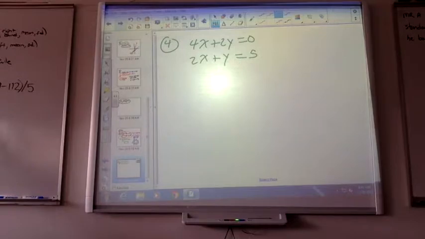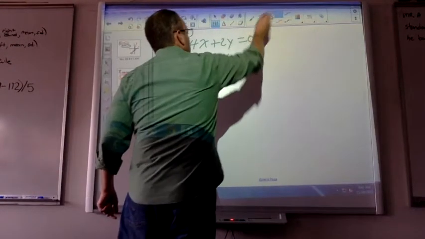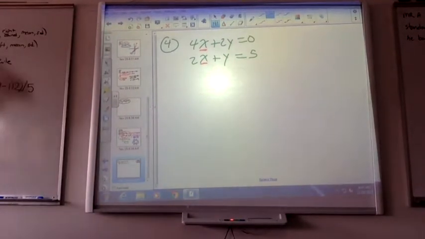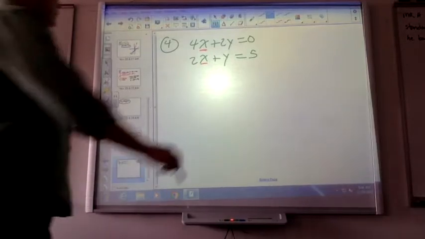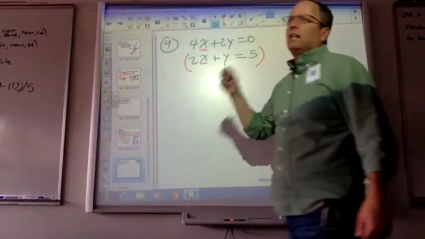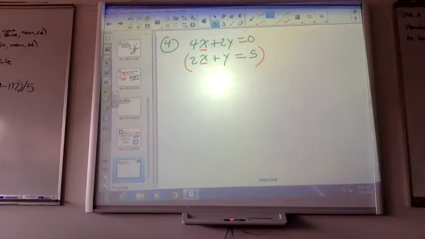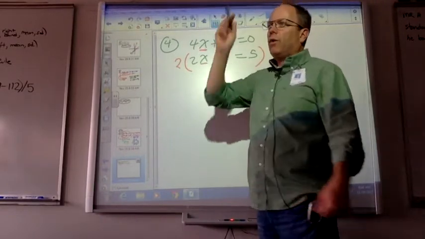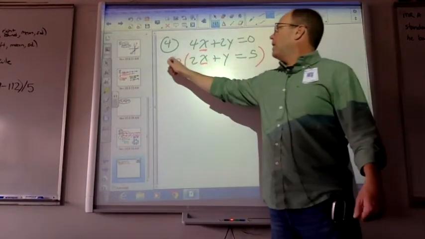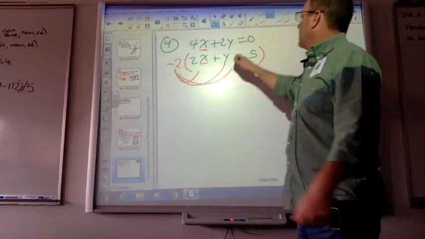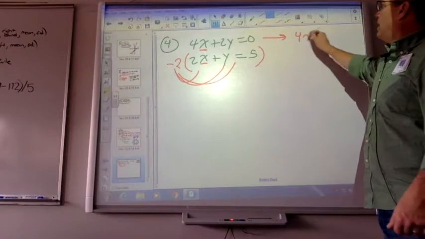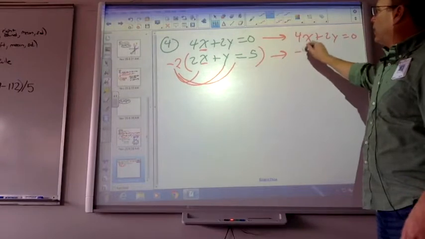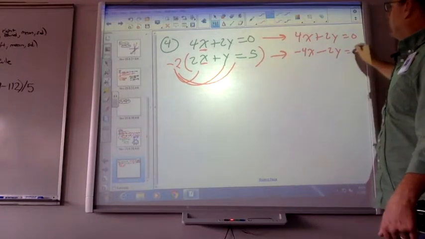So I picked to get rid of x. So let's get rid of x. Do I need to multiply the top equation by anything, or do I just need to multiply the second one? So what would I multiply this second equation by to give me opposite x values? 2. So if I make it just positive 2, I have 2 times 2, that's 4x and 4x. If I want to make it opposite though, negative 2, right? So I'm going to multiply by negative 2 here, here, and here. The top equation stays as is for right now, and the bottom equation looks like negative 4x minus 2y is equal to negative 10.